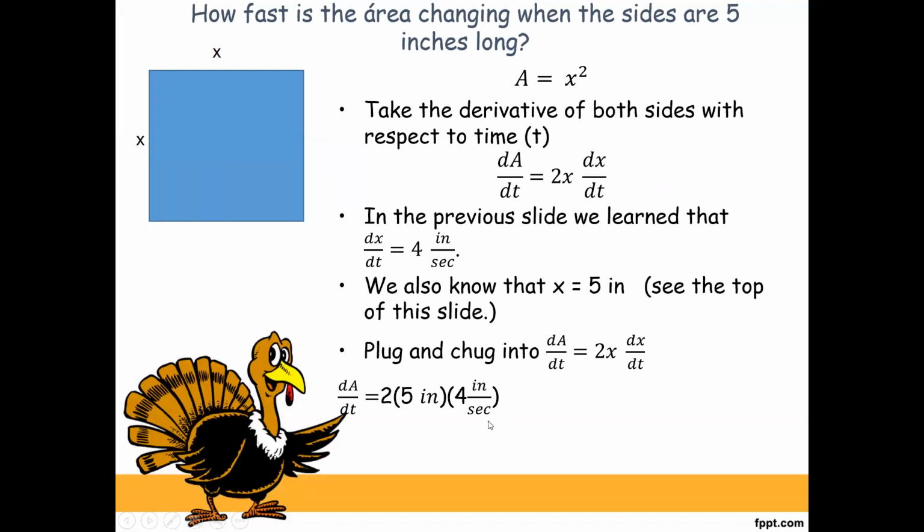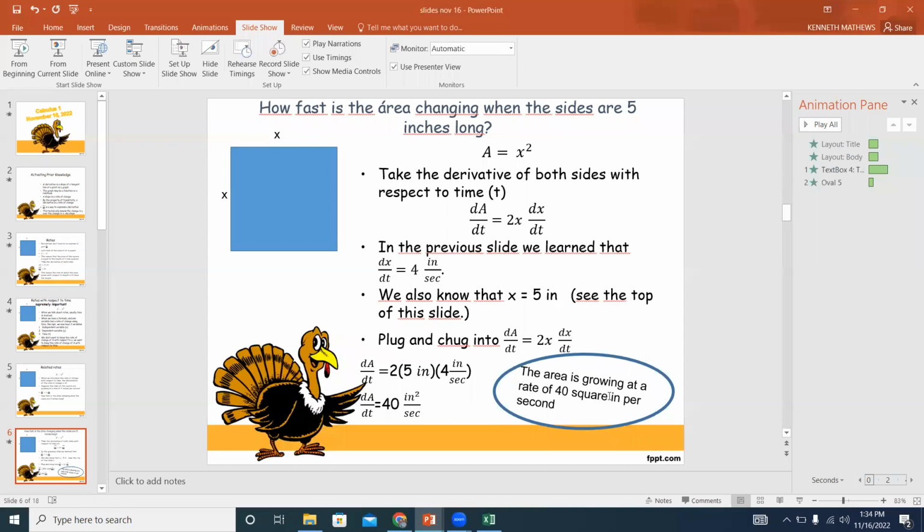So what are our units? Well, we measure area in inches squared. So we would measure the rate of change of area in inches squared per second. And that makes sense because inches times inches is inches squared over seconds. So 2 times 5 times 4 is 40. So the rate of change of area with respect to time is 40 square inches per second. What does that mean? The area is growing at a rate of 40 square inches per second.